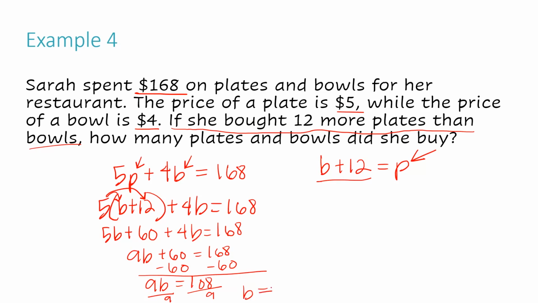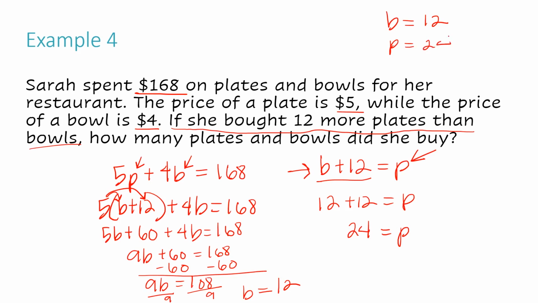B equals 12. Okay, now I'm going to take that value for B and I'm going to plug it in to this equation. So 12 plus 12 equals P. 24 equals P. So the value for P is 24. Okay, so what this means is bowls, or B, equals 12 and P, or plates, equals 24.